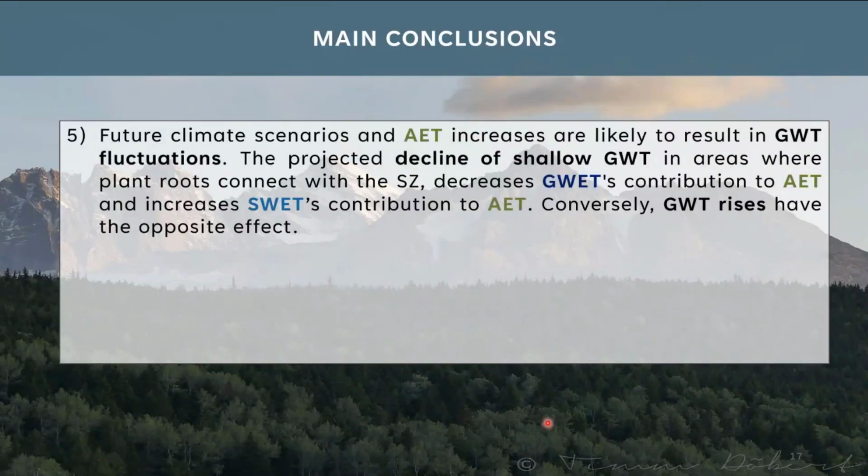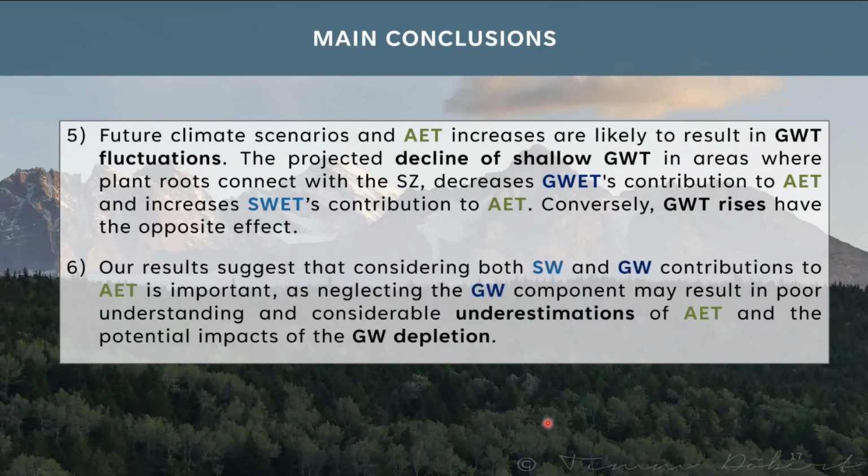Future climate change scenarios and actual evapotranspiration increases are likely to result in groundwater table fluctuations, and the projected decline of the shallow groundwater table in areas where the plant root depths are connected with the saturated zone decreases the groundwater evapotranspiration contribution to the actual evapotranspiration, and increases the surface water evapotranspiration contribution. Conversely, a groundwater table rise has the opposite effect. And our results suggest that considering both surface water and groundwater contribution to the actual evapotranspiration is important, as neglecting the groundwater component may result in poor understanding and considerable underestimation of actual evapotranspiration and the potential impacts of groundwater depletion.